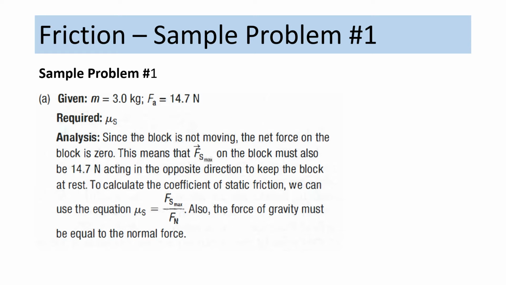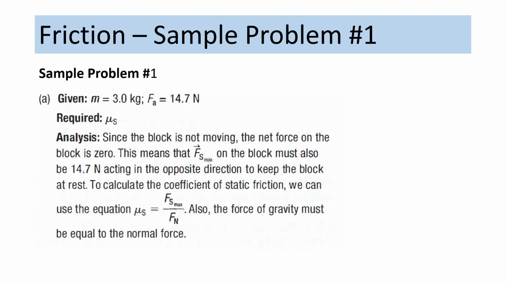Let's start by identifying what is given in the question. We know the mass is 3.0 kilograms and F at A is 14.7 newtons. So we are required to find the static friction coefficient. Since the box is not moving, the net force on the block is 0. That means that the static maximum force on the block must also be 14.7 newtons acting in the opposite direction to keep the block at rest.